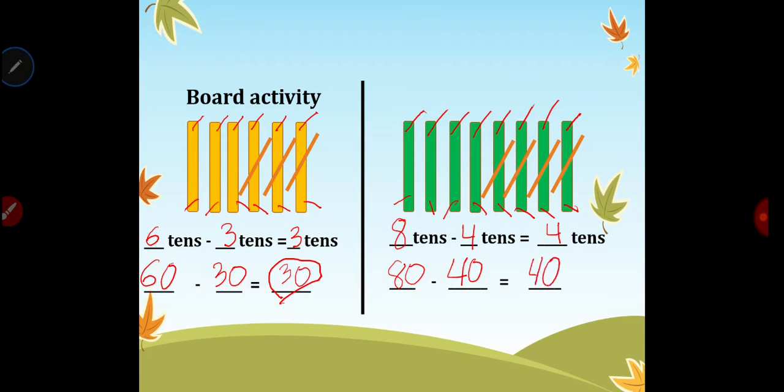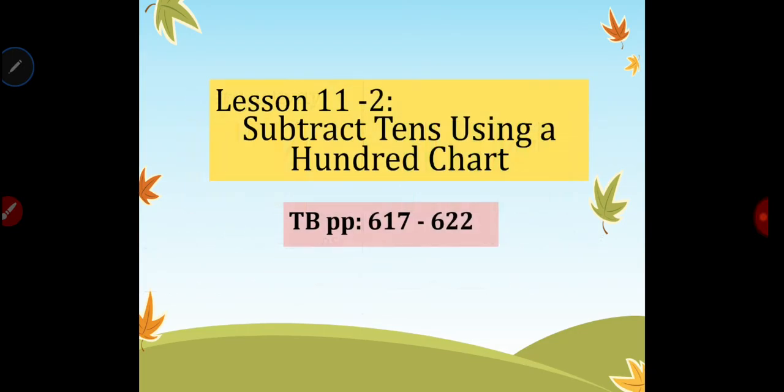Let's read it. We have 8 tens minus 4 tens is equal to 4 tens. Or we can read it this way: 80 minus 40 is equal to 40. 40 here is the difference, or the answer. Okay, let's move on to our lesson for today.